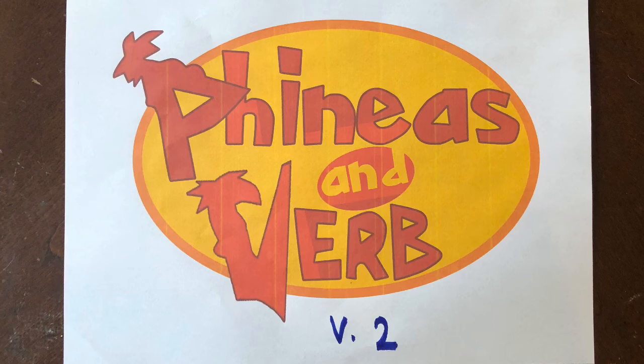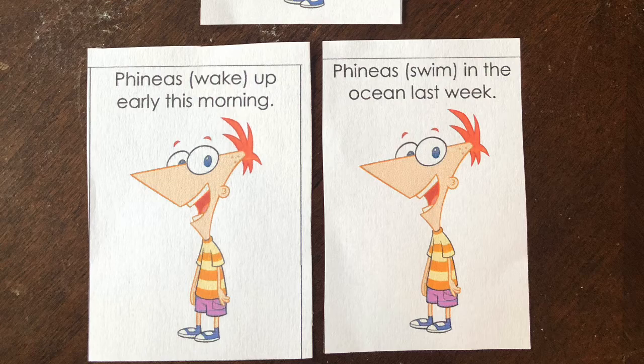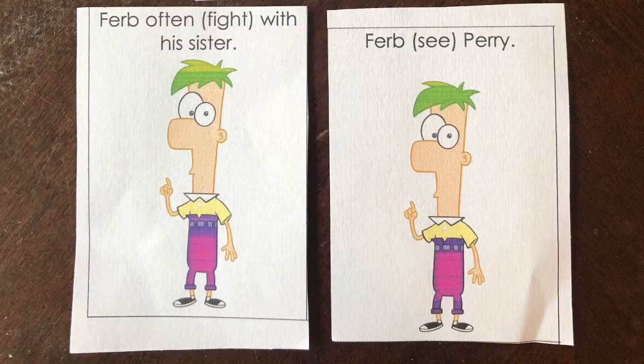This is version 2 of Phineas and Verb. In this version, the verb is actually given in the card. However, the player has to choose which tense of the verb is correctly used.